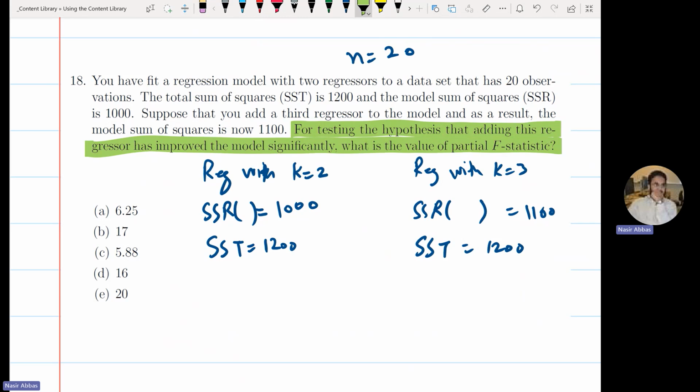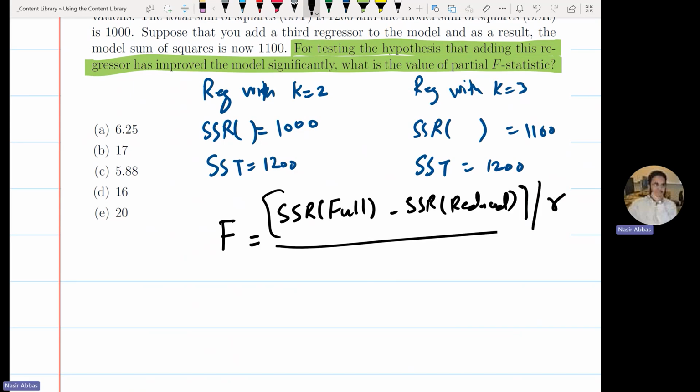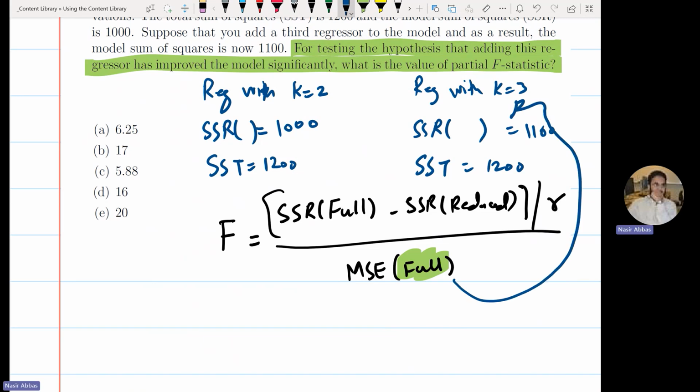I will write down the partial F statistic in front of you, and then I will tell you one by one how to find all those components. The partial F is equal to SSR of the full model minus SSR of the reduced model, divided by r, over MSE of the full model. And this full is not written in the formula sheet. So you have to remember that in the partial F test, the denominator MSE is from the three predictors, the bigger model. The denominator MSE will always come from this regression.